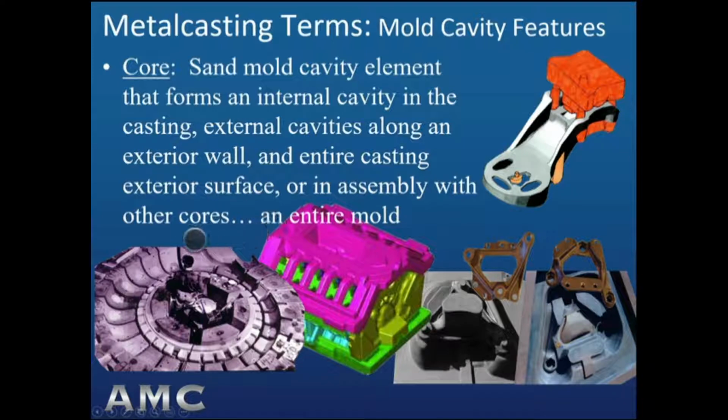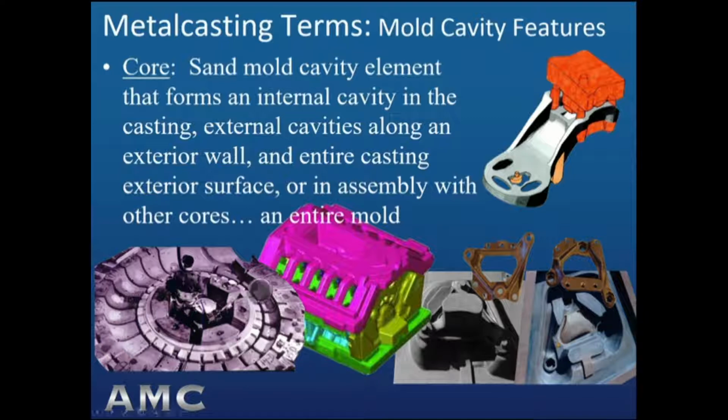At the lower left is a huge volute pump being formed in a pit, and you can see a man down inside the center of the mold receiving these core elements from a crane up above and assembling the cores into that mold to form the volute pump shape.